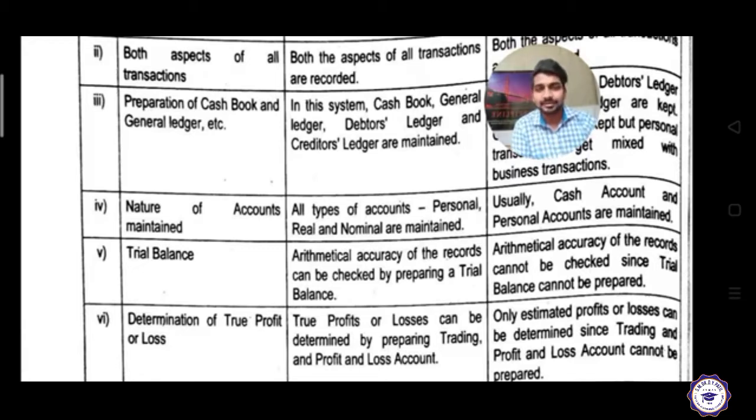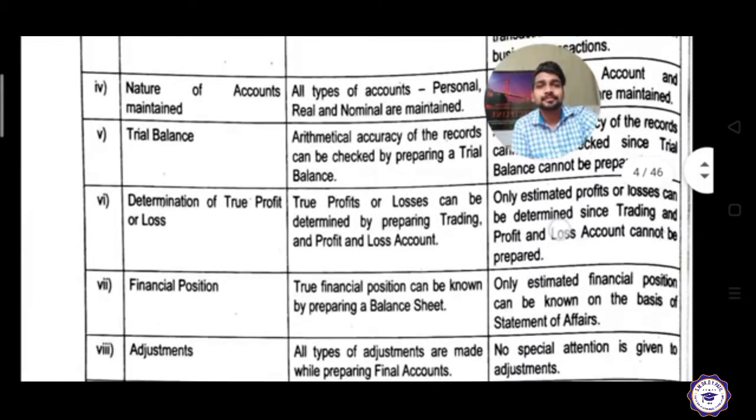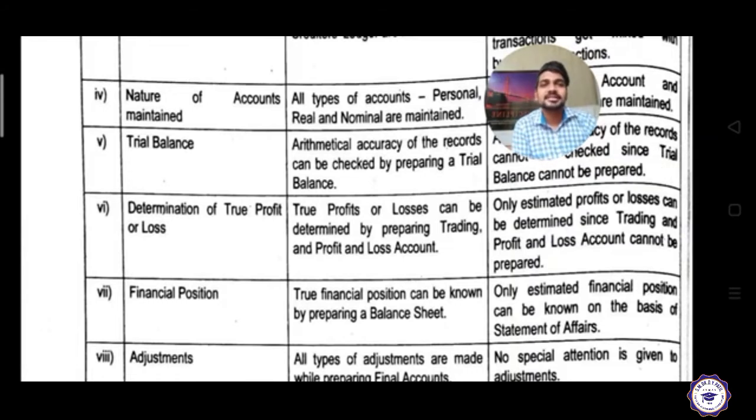ये हमने अभी देखा था, ट्रायल बैलेंस हम लोग यहाँ पे बना नहीं सकते, तो एक्यूरेसी हम लोग चेक नहीं कर सकते। And under double entry system, true profit or losses can be determined by preparing trading and profit and loss account. And in single entry system, true profit and loss statement cannot be ascertained or determined since trading and profit and loss account cannot be prepared.